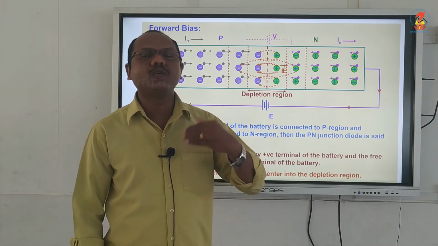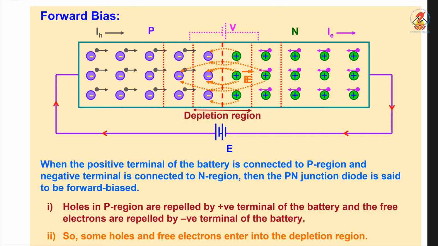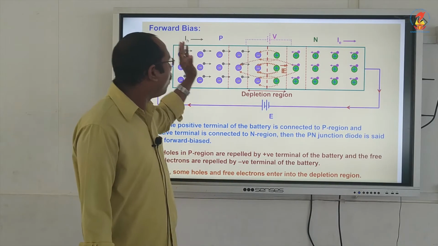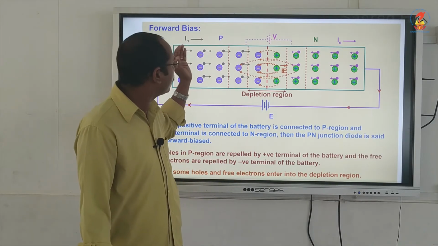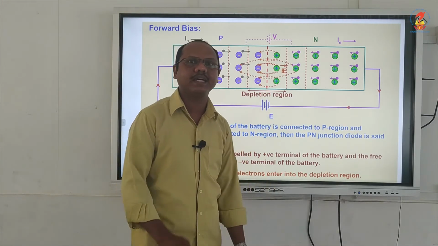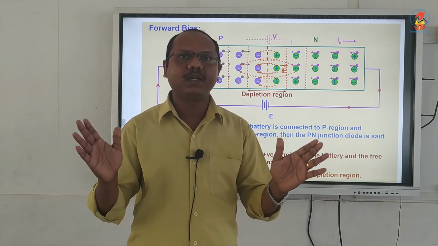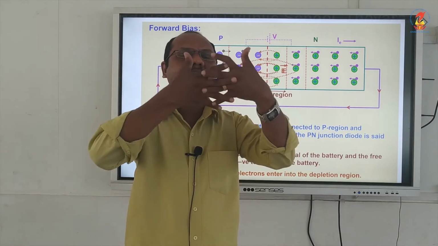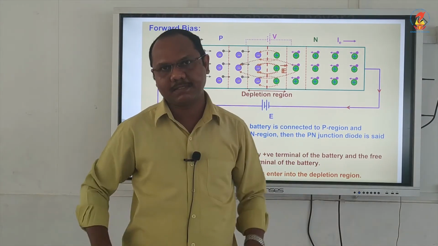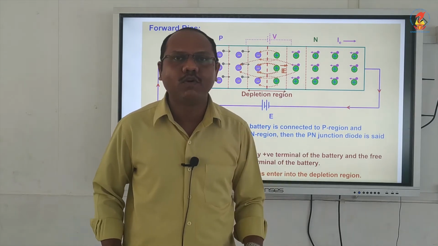And soon after the depletion region vanishes, electrons from the N side will cross the junction and combine with the holes on the P side. Similarly, holes on the P side will cross the junction and combine with the electrons on the N side. That means soon after the threshold voltage, electron-hole recombination will take place, and as a result a high current will flow through the diode.